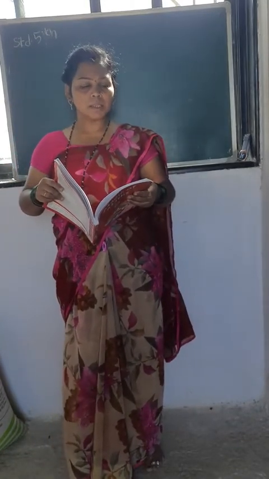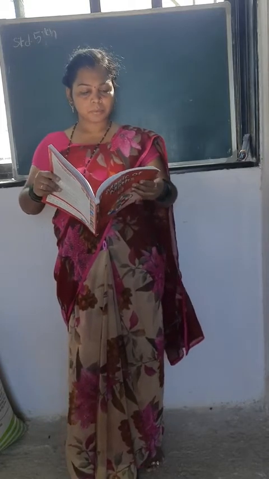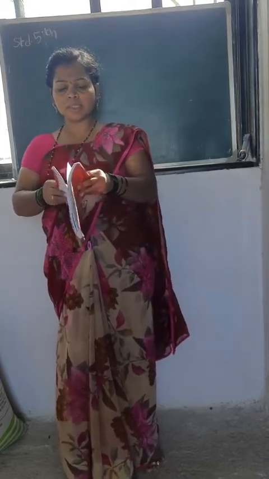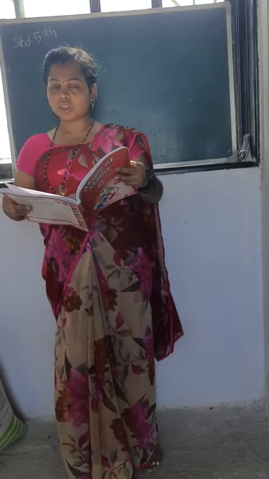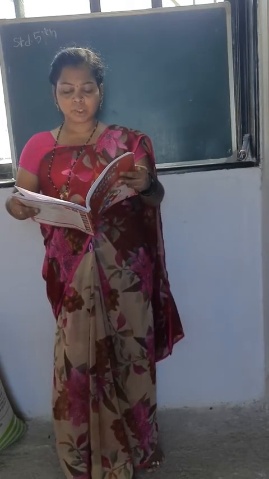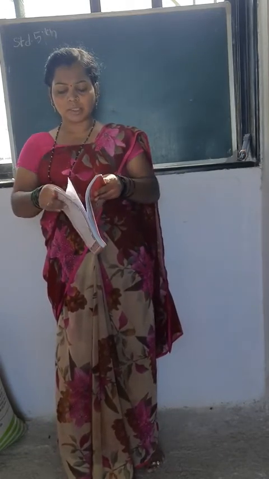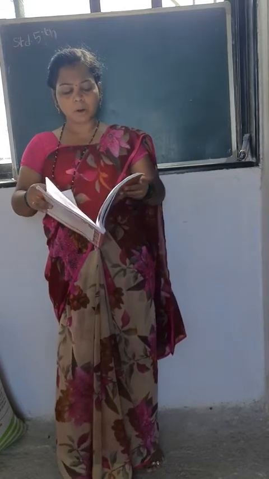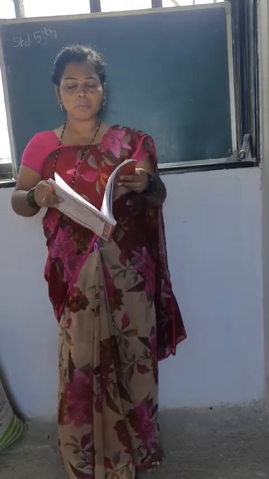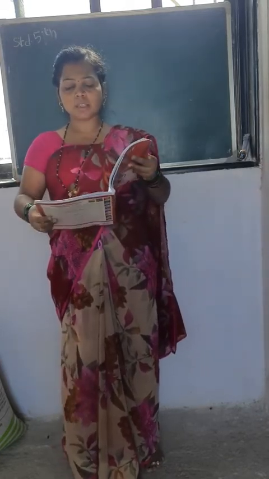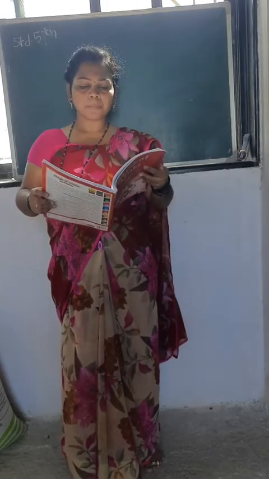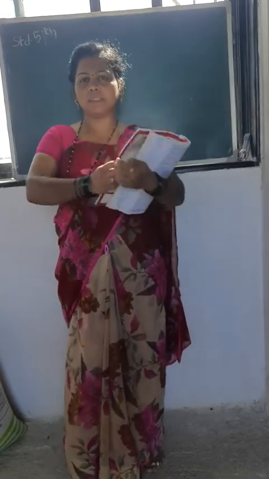The 8th chapter name is metric measurement. In this chapter, we see conversion of metric units. First, we see units of length. Secondly, we learned about units of mass. Then, in this period, we learn the units of capacity.